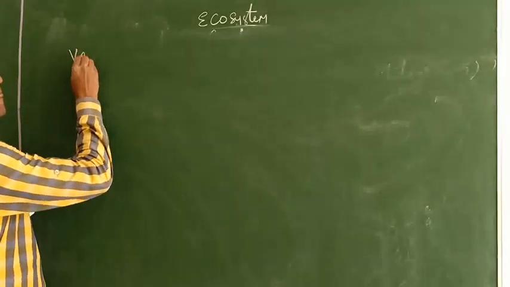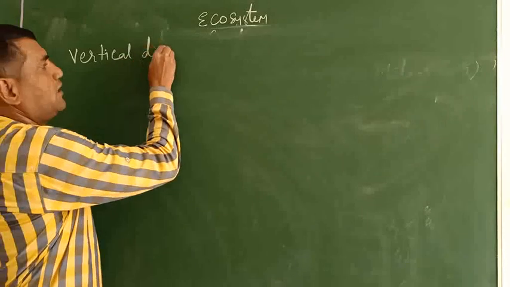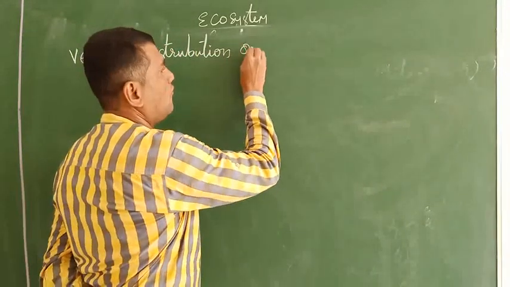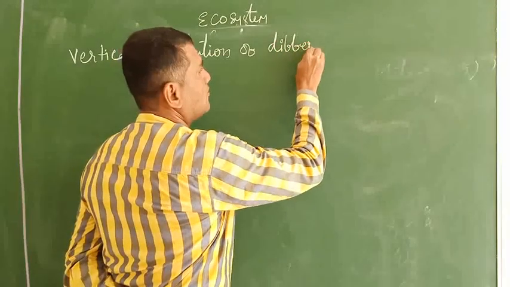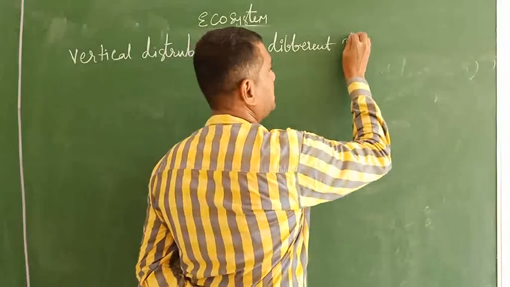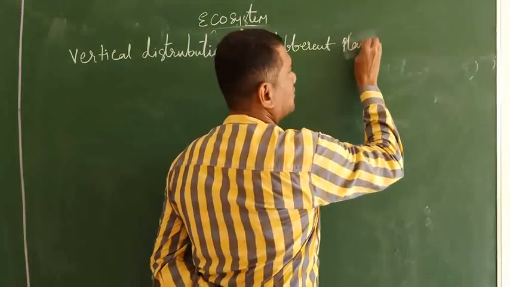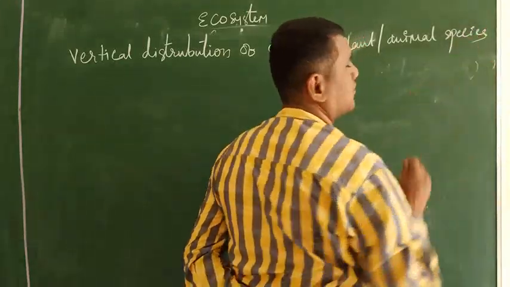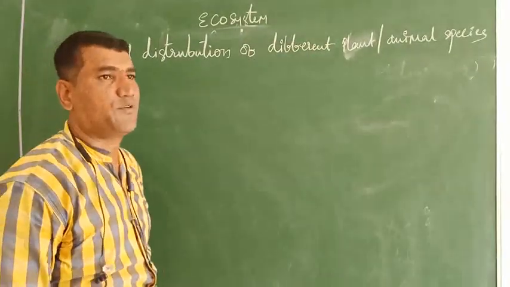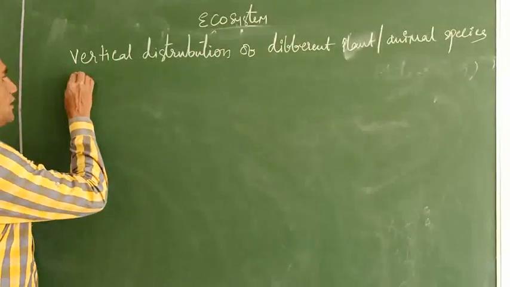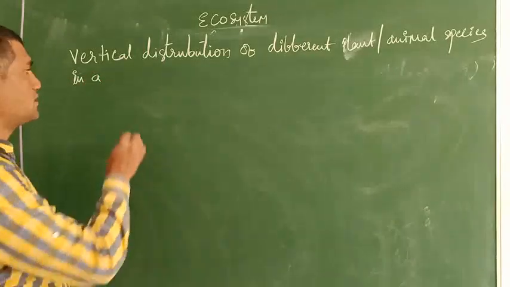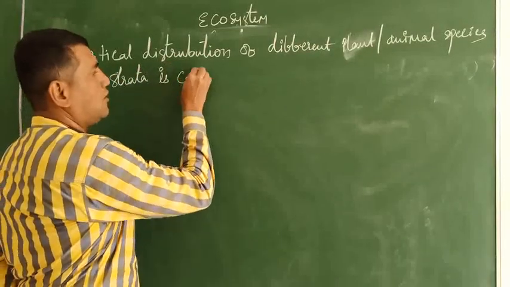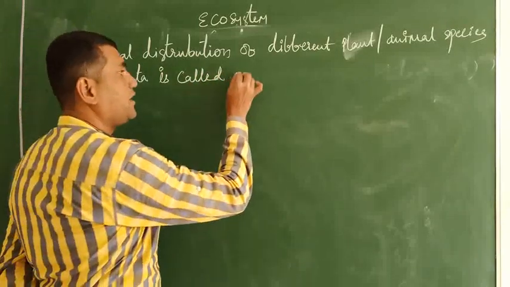Here, the vertical distribution of different plant or animal species in a strata is called stratification.